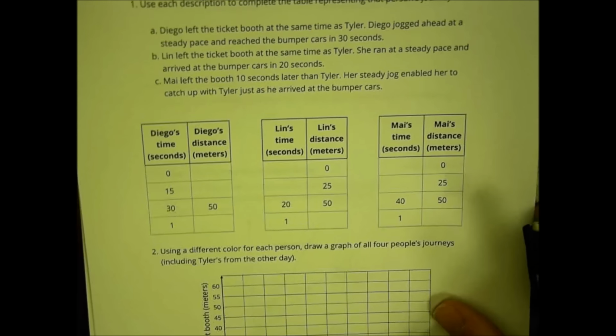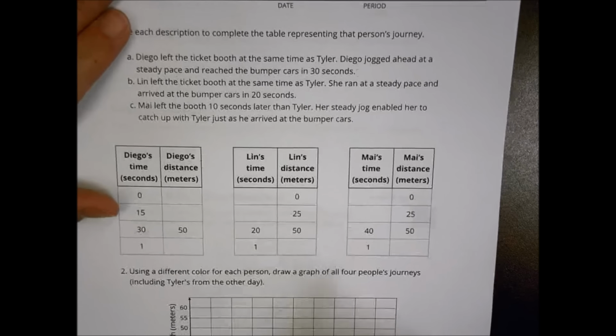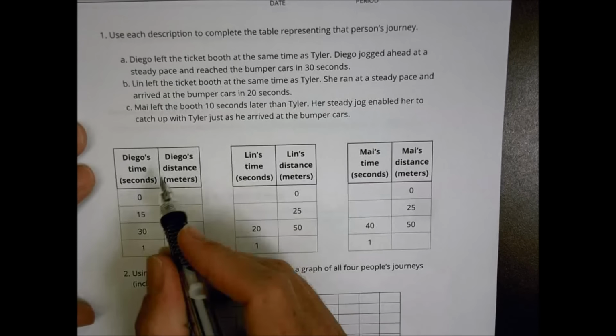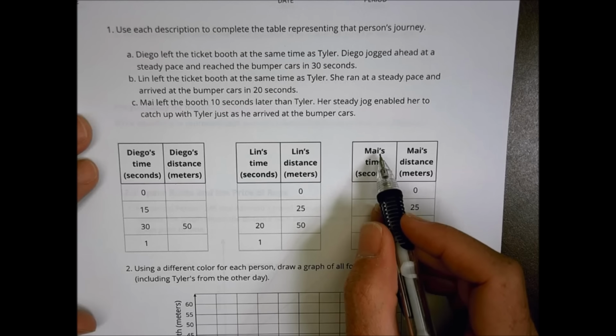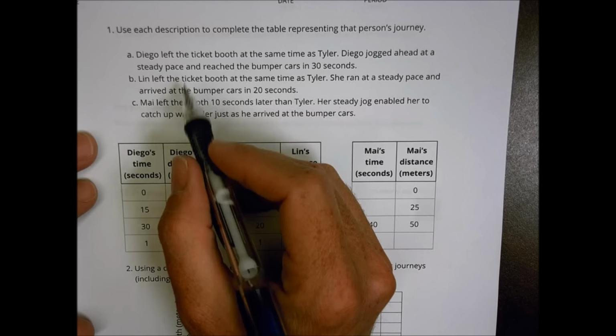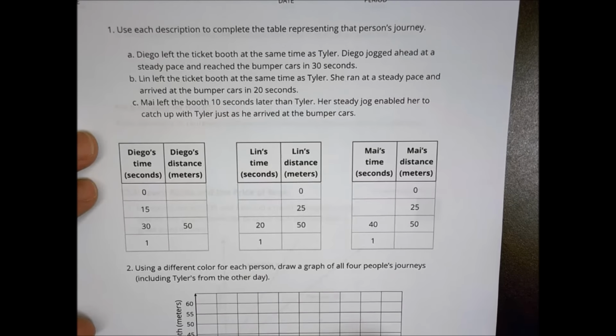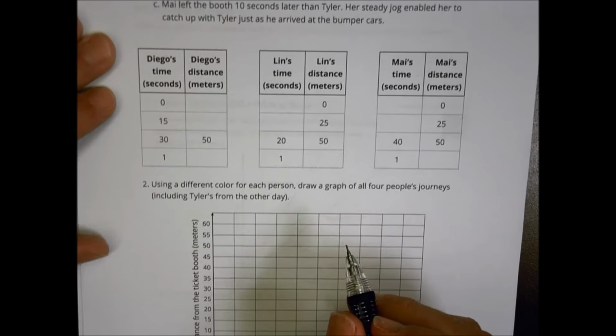Let's move on to today's first little activity, where you had some kids walking or racing from the ticket booth to the bumper cars. Let's see what we have in this story. First of all, we have three different tables to go with Diego, Lynn, and May's time and distance from the ticket booth to the bumper cars. The first thing it asks us to do is take a look at each person to fill in the charts and then translate that into a graph to talk about the differences and comparisons.